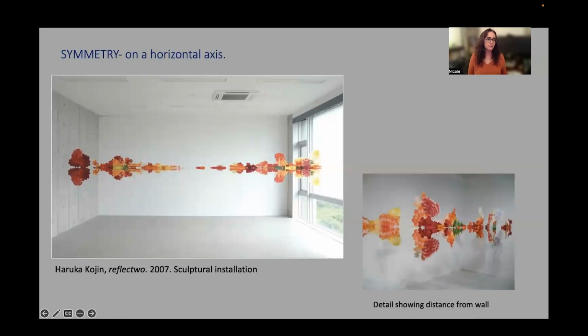So this is a beautiful work by Haruka Kojin called Reflect 2. It is a sculptural installation. This is based on an experience that the artist had. She saw a reflection of a tree in the water when she was on a walk that joined so perfectly with the appearance of the tree itself that she said it seemed as though there was a giant tower floating in the air before her, perfect and eternal.